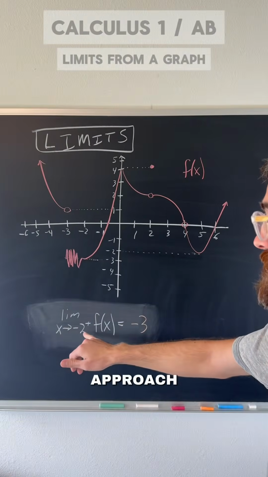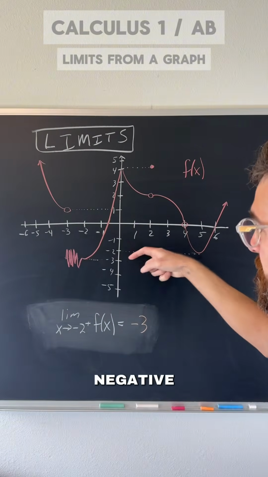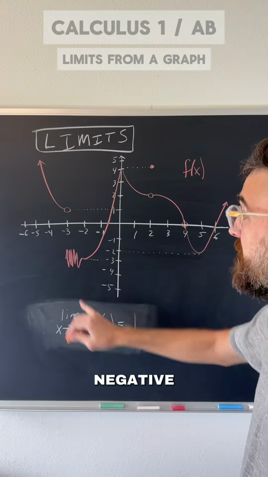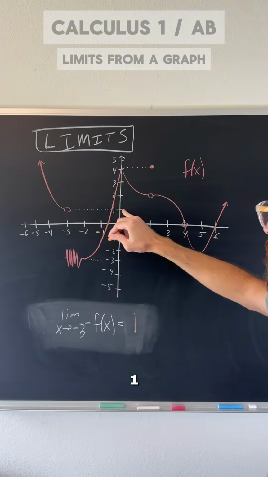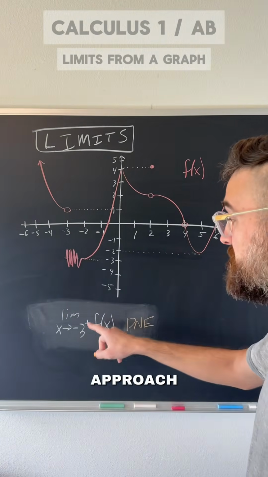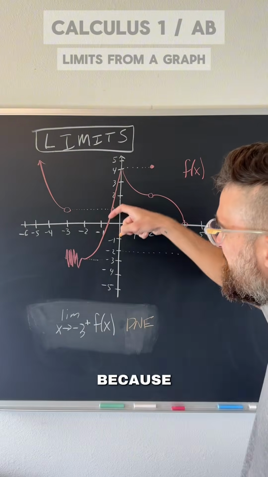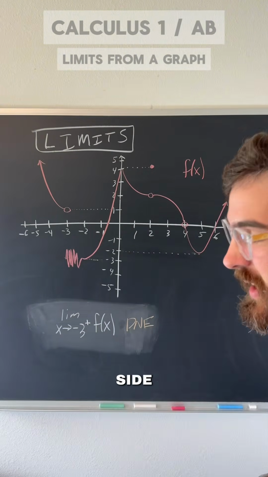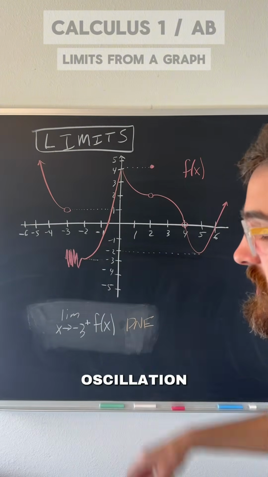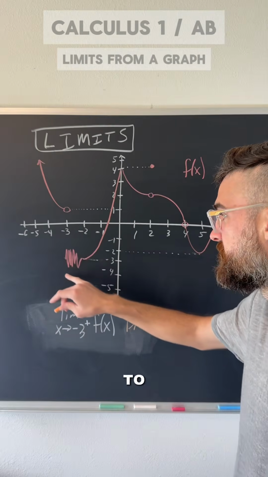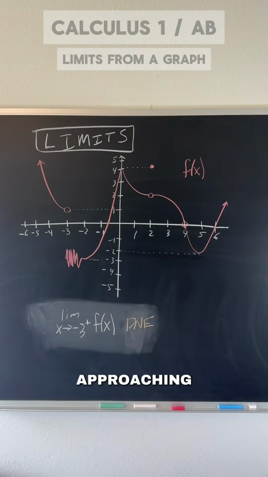The limit as I approach negative 2 from the right side would be negative 3. The limit as we approach negative 3 from the left side would equal 1. The limit as I approach negative 3 from the right side would be DNE, because as we get closer and closer to the right side of negative 3, we see all this oscillation happening, and therefore we're unable to know exactly what value we are truly approaching.